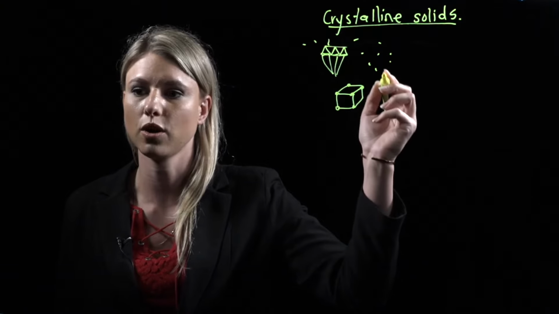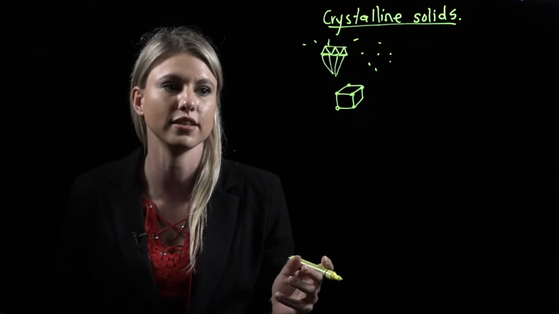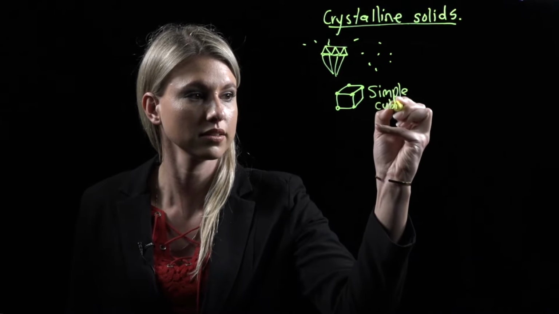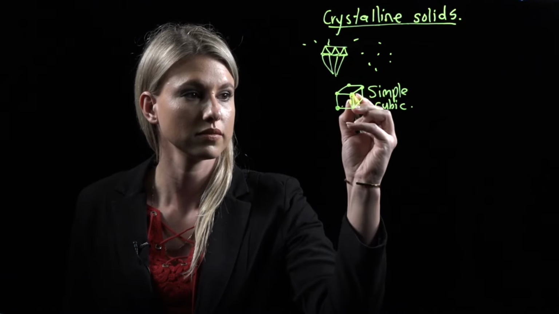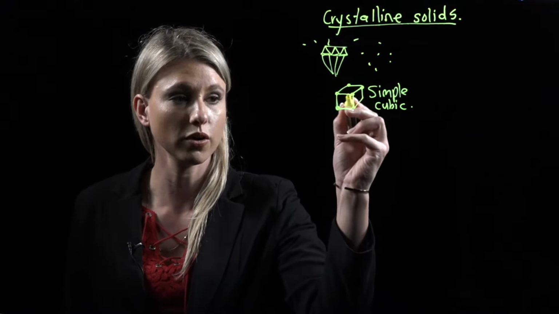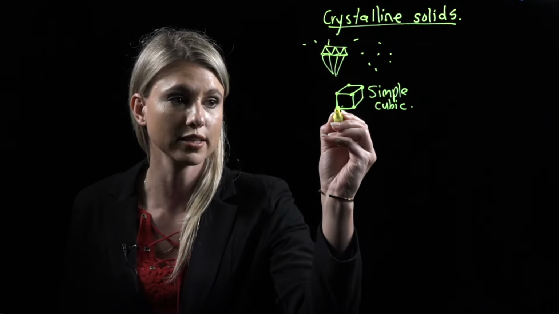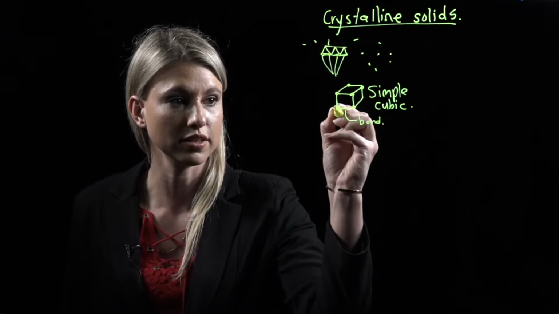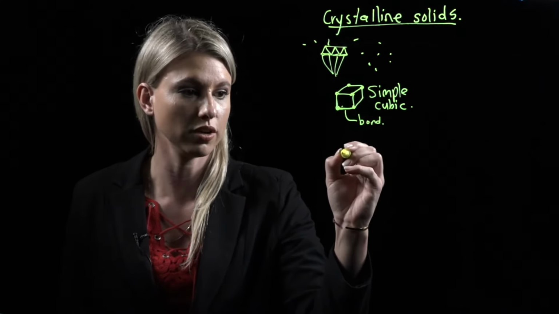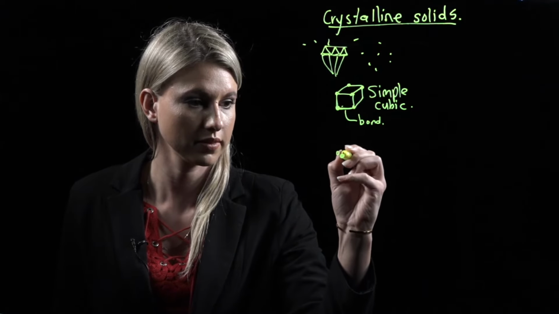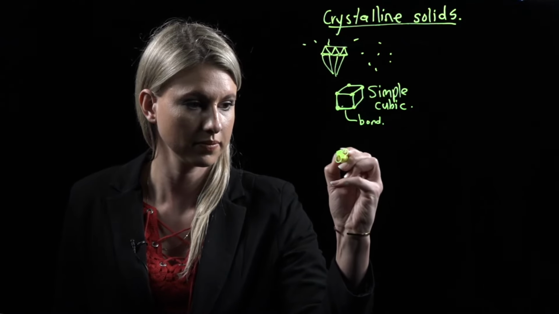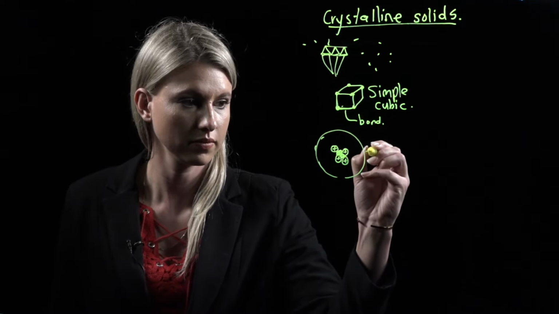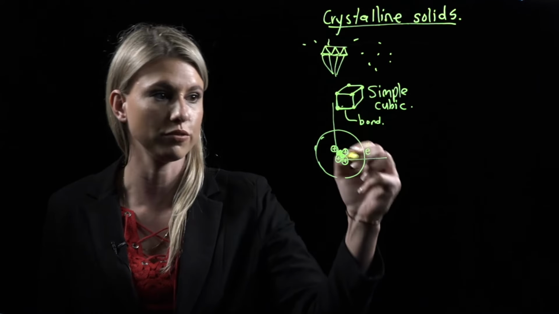So if we forget about the complex structure of a diamond and look at our most basic unit cell, it would be a simple cubic. So on each of these corners in the cubic, it is actually an atom situated here, and this part would form the bond. And this is the nucleus of the atom. So to draw a bigger picture of this, this would be one of the corners of your unit cell.